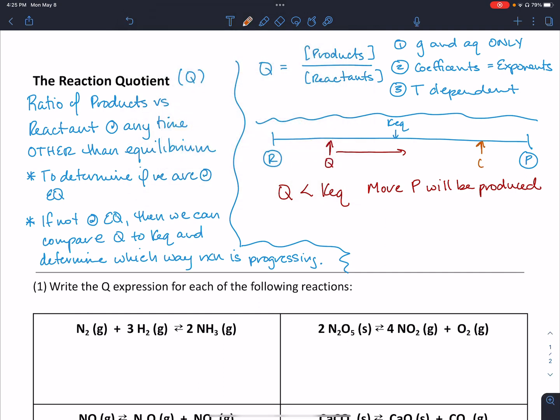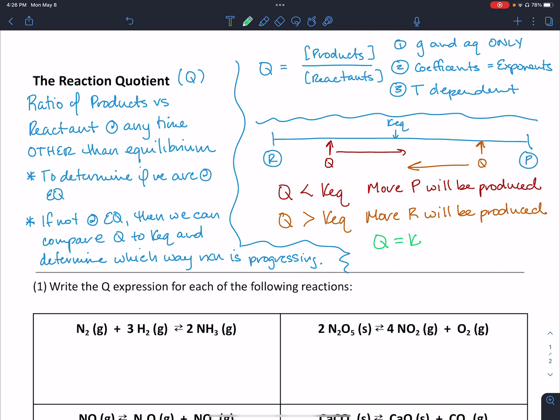Now I could have a different situation. Let's say instead Q is up here. In this case, Q is greater than KEQ. If that's the case, then I need my Q value to be smaller so that it can match KEQ, which means I need my denominator to get bigger. So I'm going to see the reaction progress towards the reactant side. So more reactants will be produced.